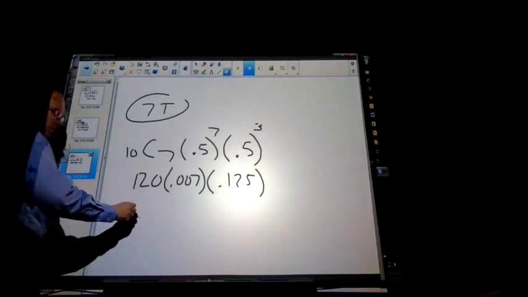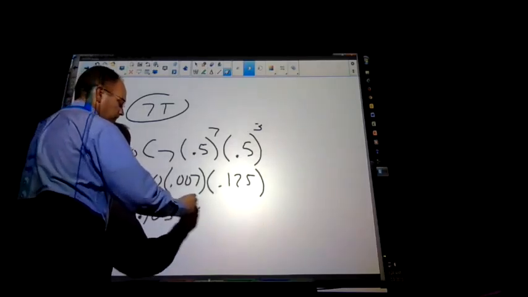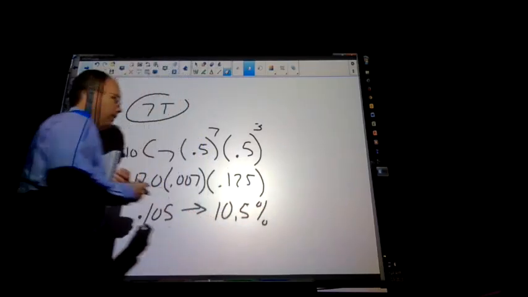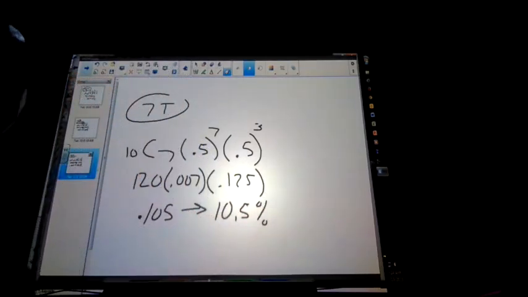0.105. So that is a 10.5% chance of that happening. So remember, we're talking about exactly 7 tails happening when we toss it 5 times.